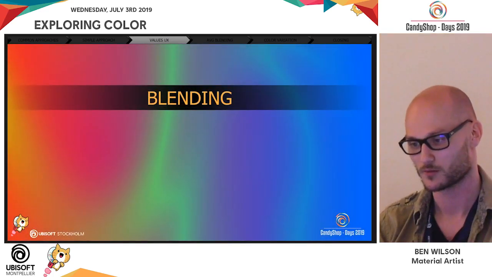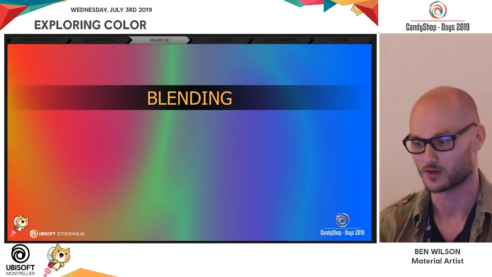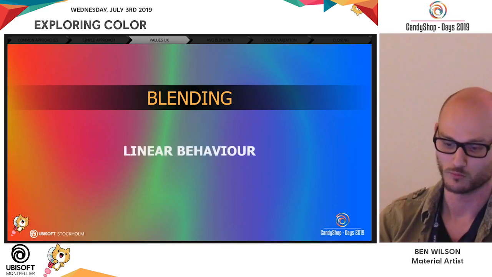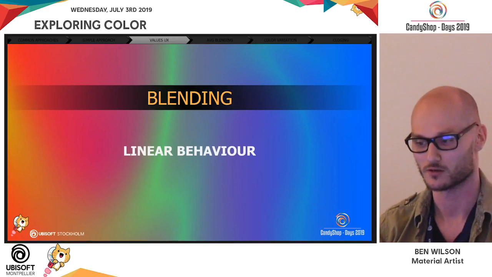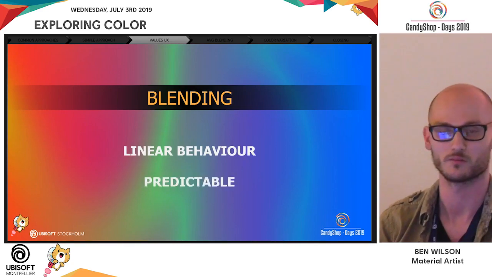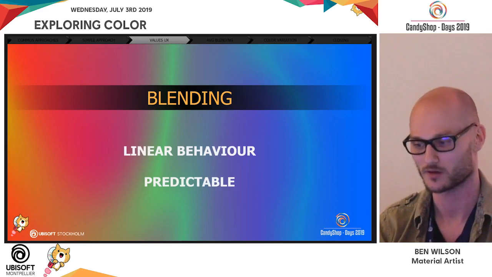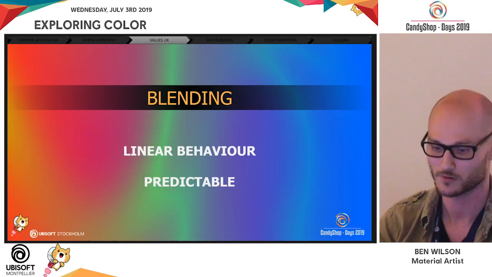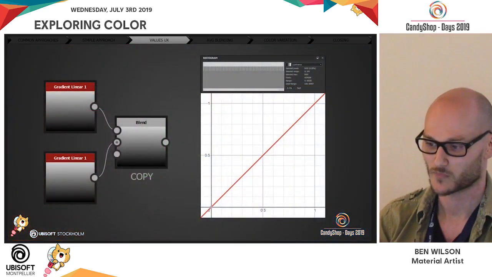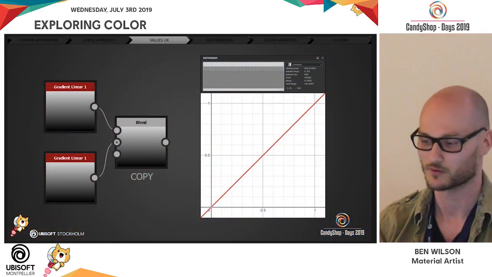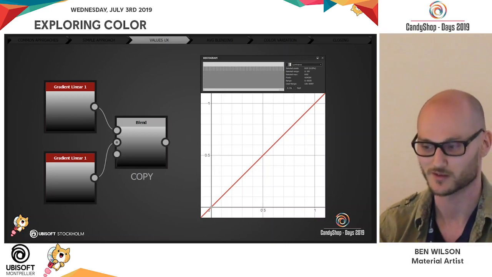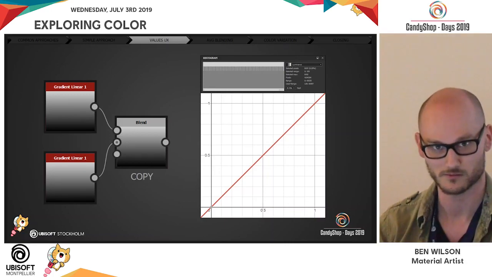So shifting gears a little bit, I want to talk about how you can blend all this data. Remember what we're trying to achieve is linear behavior with predictable results. So I think it's really important to understand what is actually happening when you're using the different blend modes. Let's take the most simple of examples. It's a linear gradient with copy blend mode. And actually this is no blending at all, right? It's just a standard crossfade.